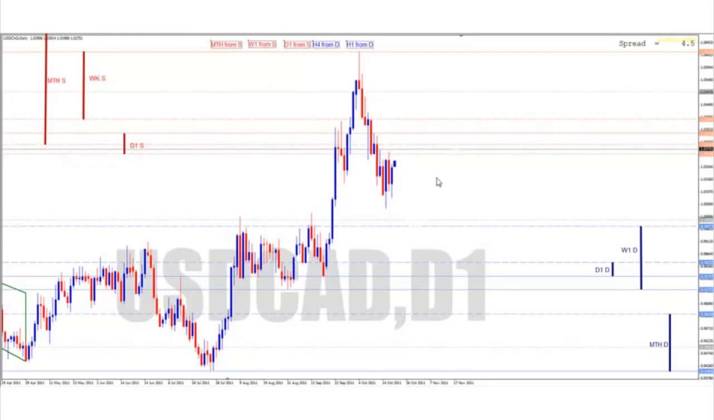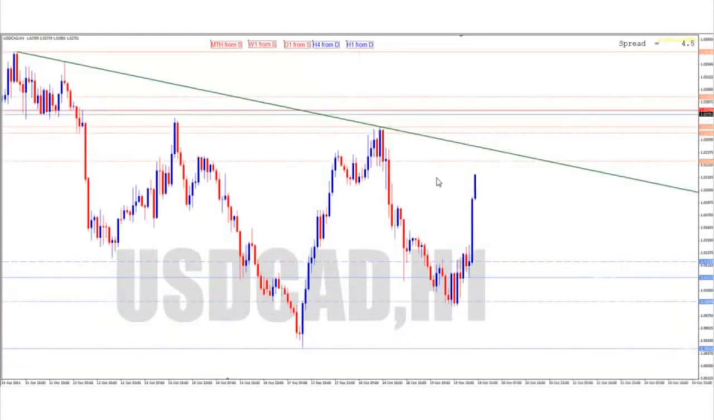Let's move into the H1. So here on hourly, we have a nice move up from demand. There's our 4-hour demand in here. Now we're on a nice move up. As I say, we're heading for hourly and 4-hourly supply. This line here is the base of both hourly and 4-hourly supply. Just at this point, the supply ends here. So we're really looking for trades in this area to go short.